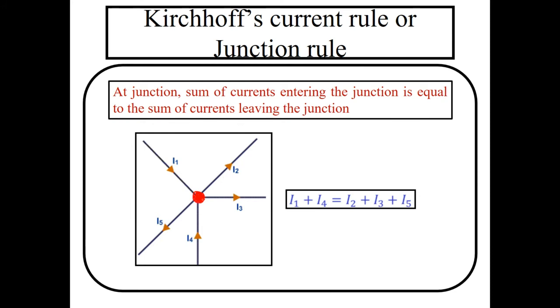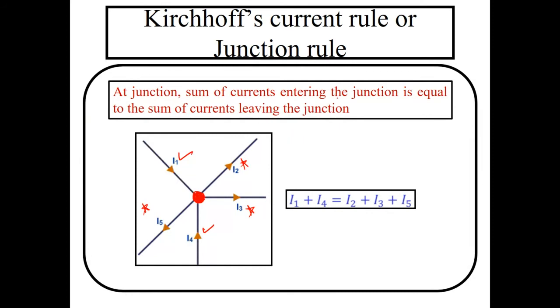So if you consider this is the junction, how many currents are in these branches? I have 5 currents. You can see the arrow marks. How many currents are entering the junction? How many are leaving? According to this picture, I have 2 currents entering: I1 and I4. What are the currents leaving? I2, I3 and I5. So you can write the equation.